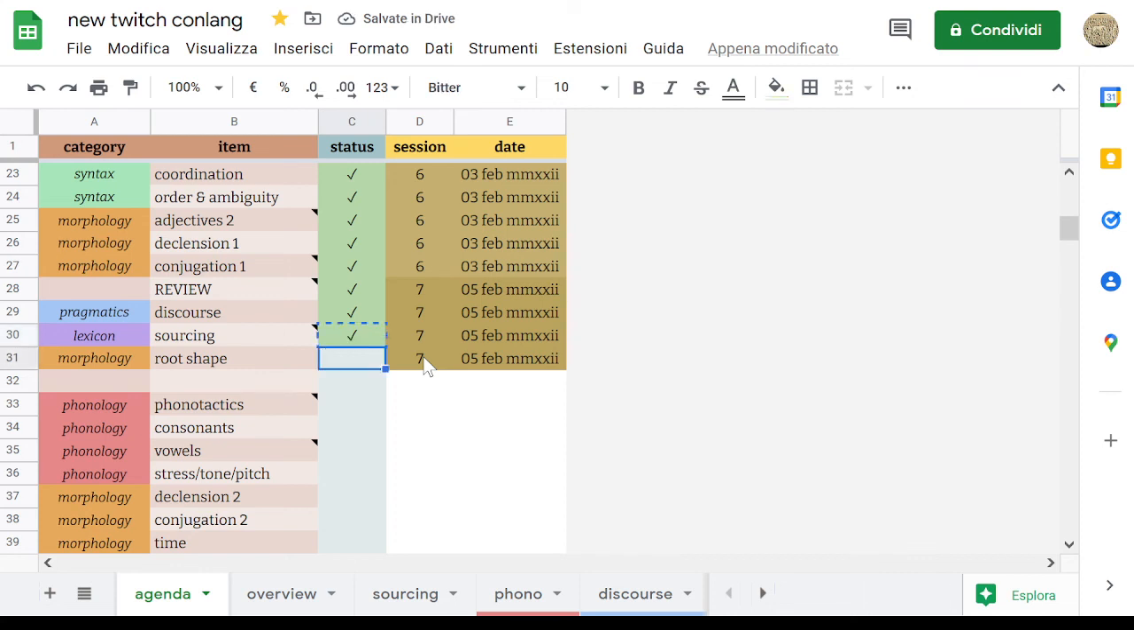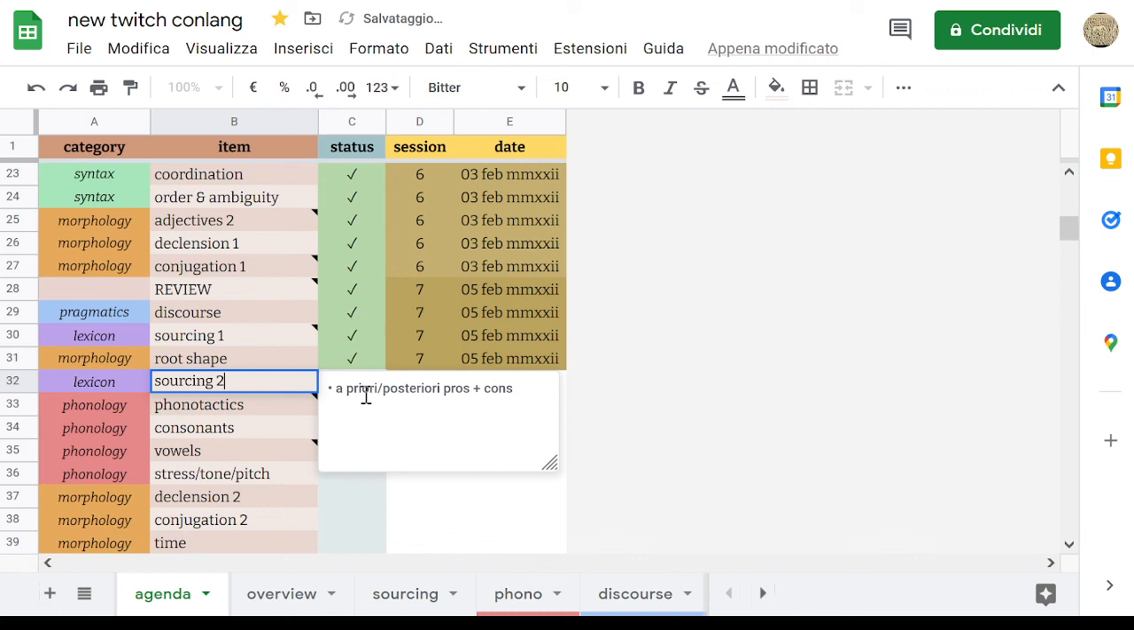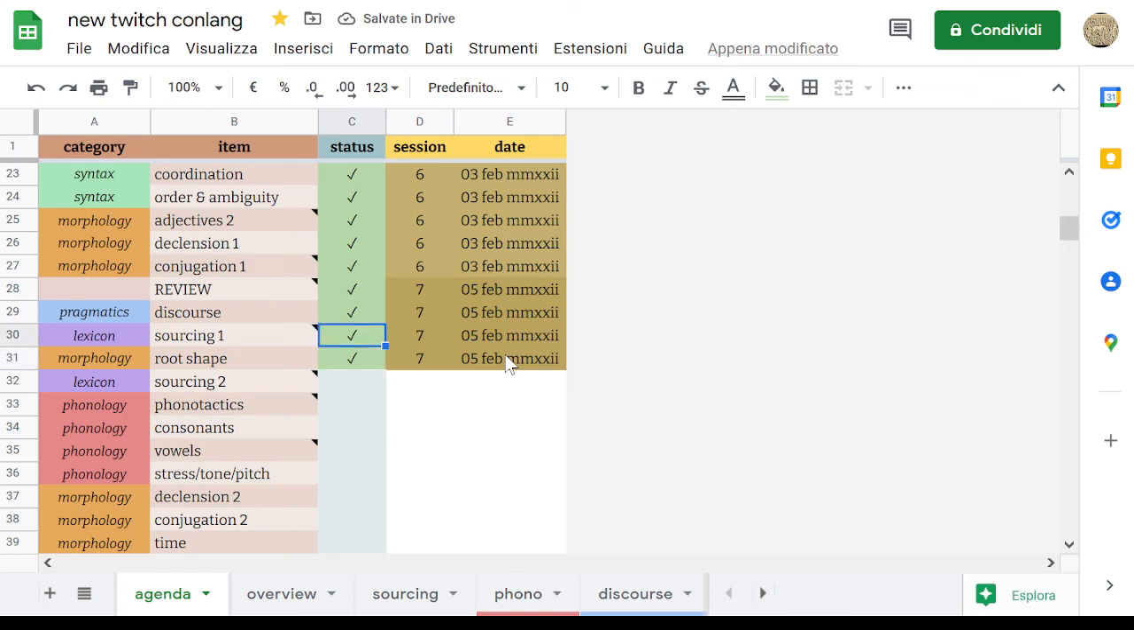I finished root shape. That was really, really simple. The next thing is sourcing again. So what I'll say is sourcing 1, which is a priori, a posteriori. Sourcing 2 is which sourcelings am I going to have? Where are the words going to come from? I know they're going to come from real languages and not my own head. That's what we decided today. But what languages will they come from? And I think those parameters that we listed on sourcing were languages.